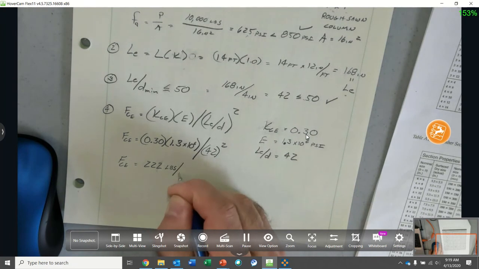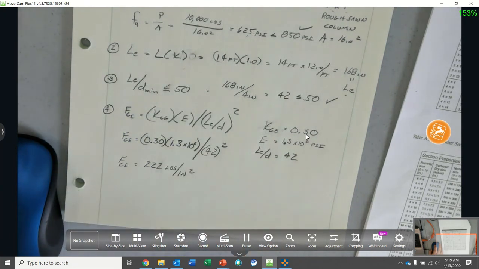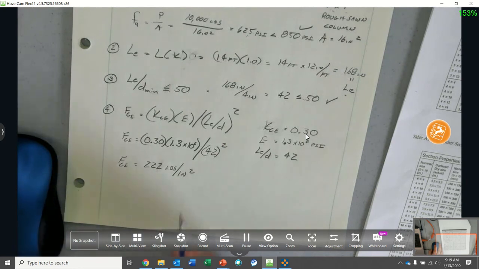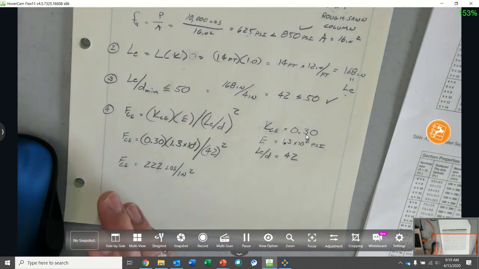Pounds per square inch. I'm just going to redo this here. So 0.30 times 1.3 times 10 to the 6th, divided by 42 squared, equals 222 pounds per square inch. Okay?